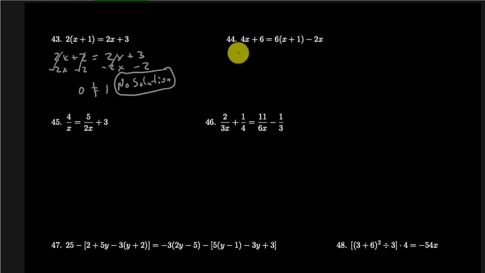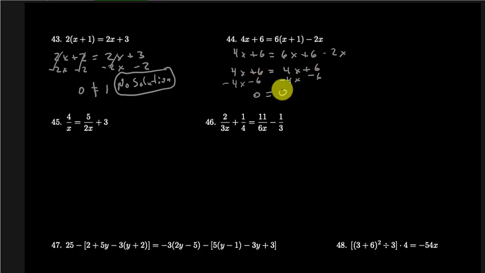All right, what about this one? We've got 4x plus 6 equals 6x plus 6 minus 2x. Combine like terms. 4x plus 6 equals 4x plus 6. Oh, look at this. Subtract 4x from both sides. Subtract 6 from both sides. We get 0 equals 0.